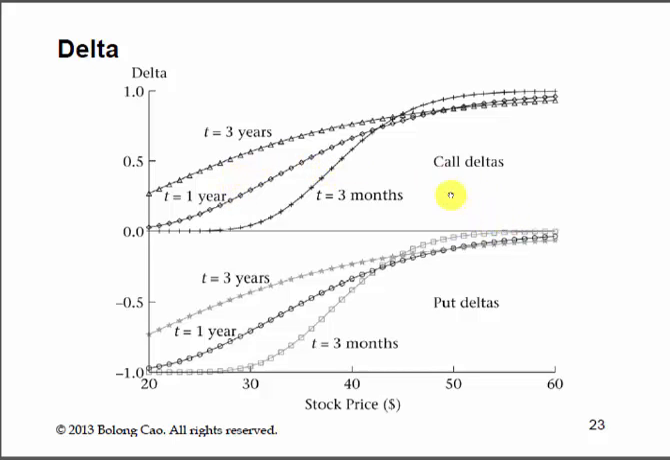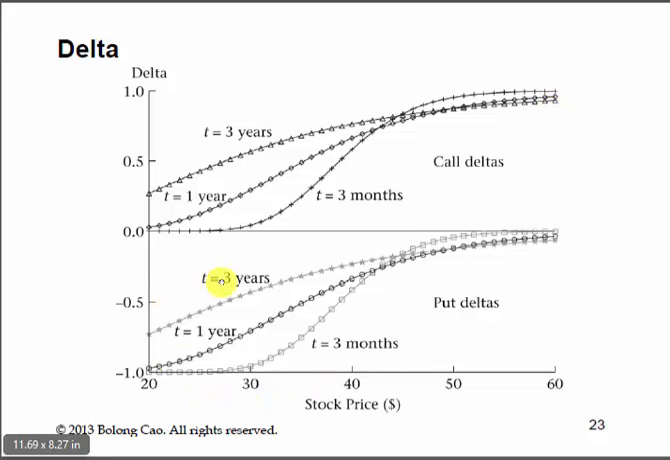Now, when the call is in the money, if the expiration date is further away, there's a chance for the call to become out of the money again. So here the delta for the call with the further expiration date is lower. When the call is in the money, a further expiration date has lower delta.